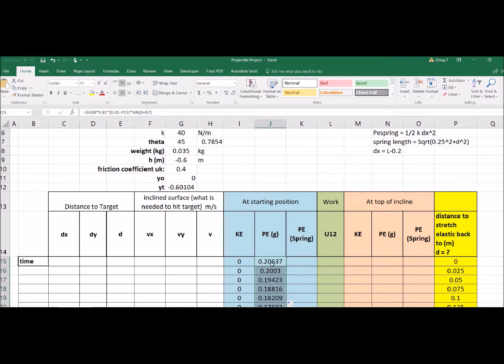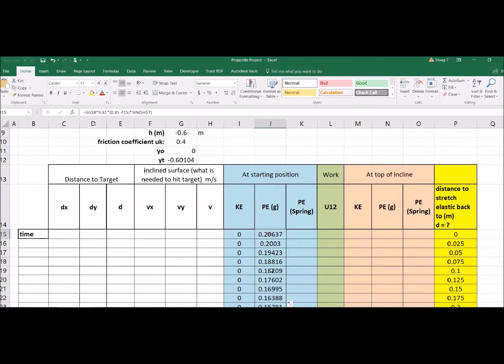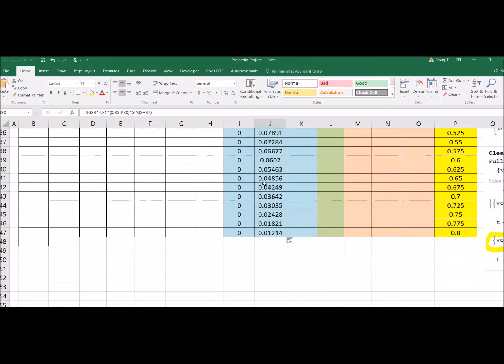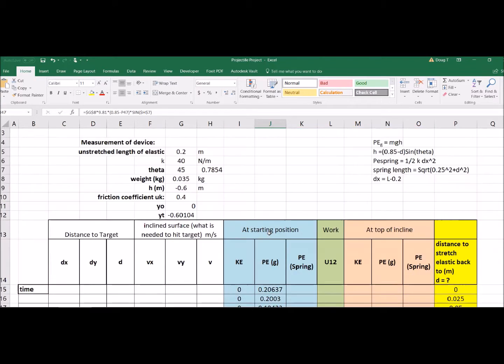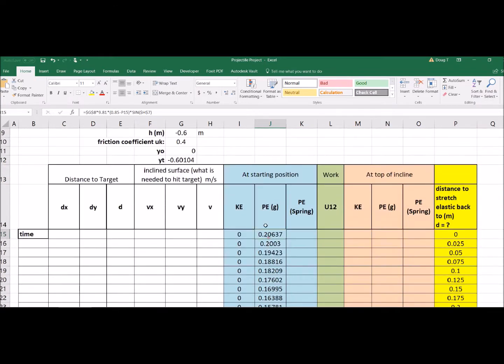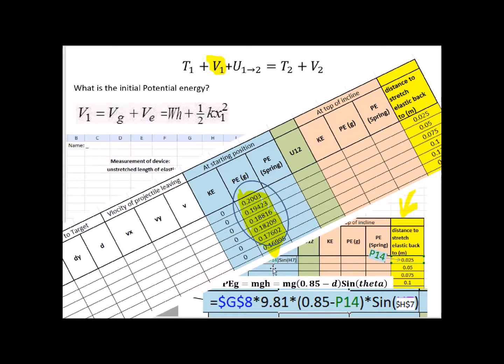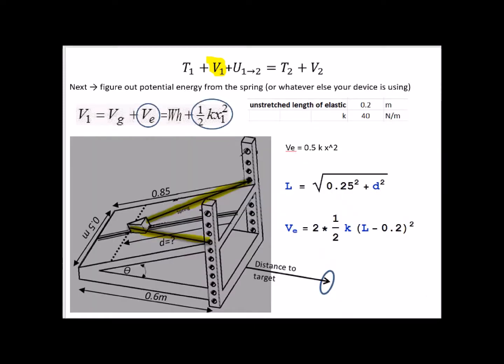And you can see that as I stretch it back farther and farther, I'm getting closer and closer to the ground. So my starting potential energy gets closer and closer to 0 as we stretch it back farther and farther and pull it closer and closer to the ground. Okay, so just walking through that PowerPoint presentation again. So now we have our starting kinetic energy, the potential from gravity. Next up will be potential from the springs.